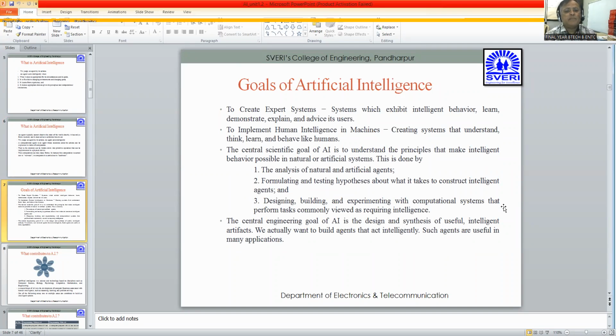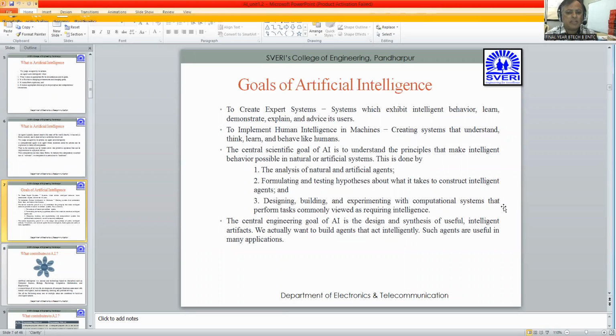The central scientific goal of AI can be achieved if we think about what that goal is. It says that artificial intelligence should be similar to natural intelligence. And when artificial intelligence starts becoming similar to natural intelligence, then we say that the goal is achieved. Now, how is it possible to assume that artificial intelligence will be equal to natural intelligence? Through the following procedures.